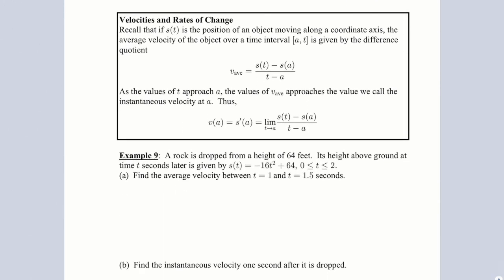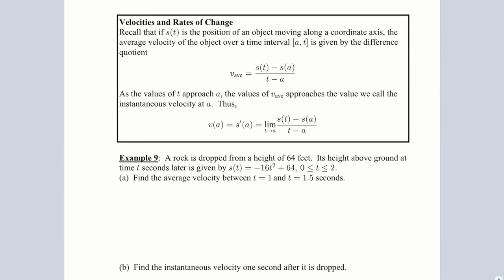And as I was mentioning at the start of this video, one of the applications of the derivative is to talk about velocity, right? Because velocity is the rate of change of a position function. So just a reminder that if s of t, which is the standard notation for a position function, is an object moving along a coordinate axis, or really any straight line, the average velocity of the object over a time interval from a to t is given by this difference quotient.